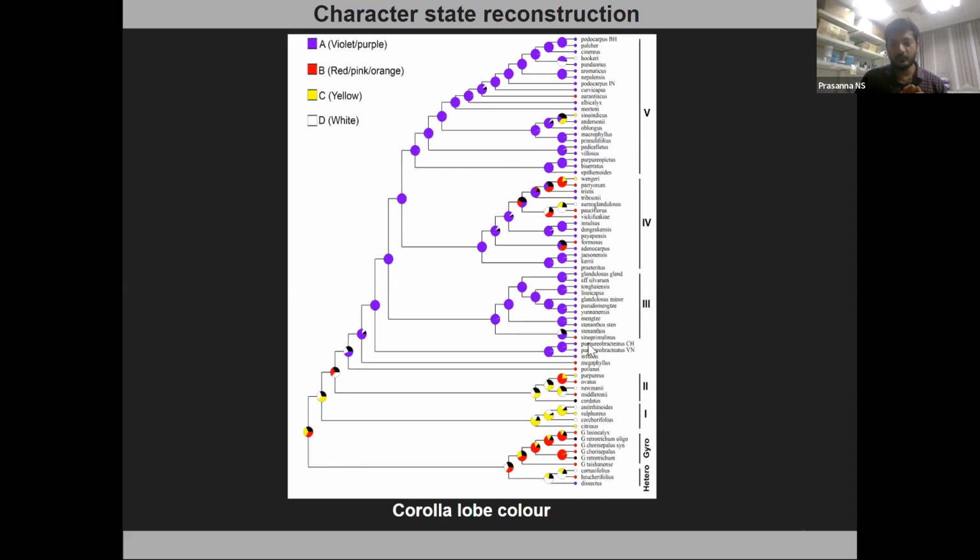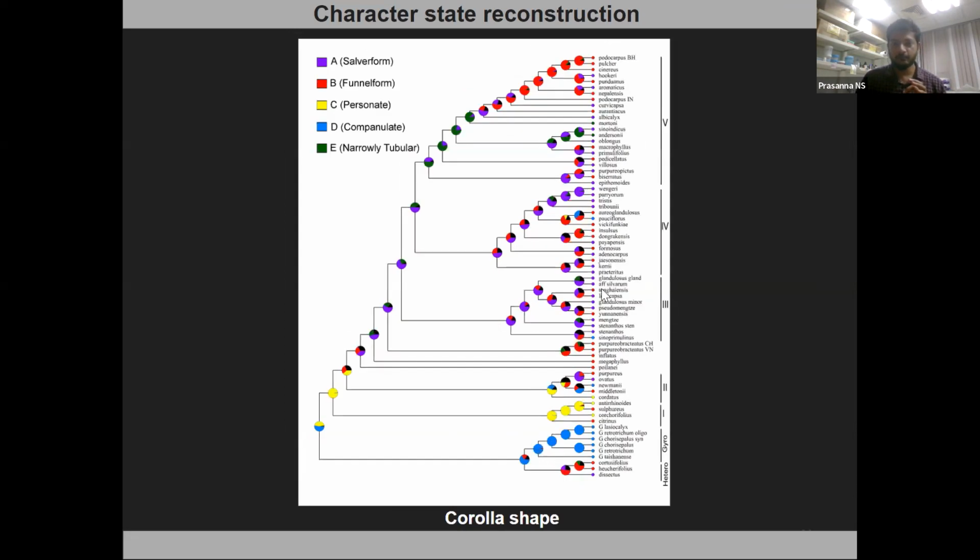The same trend is followed by corolla lobe color. The Malayan taxa have a yellowish trait, and then as you move to species diversified in the north, it has violet purple colors. And the ancestral corolla tube of this Didymocarpus sensu stricto was probably personate.